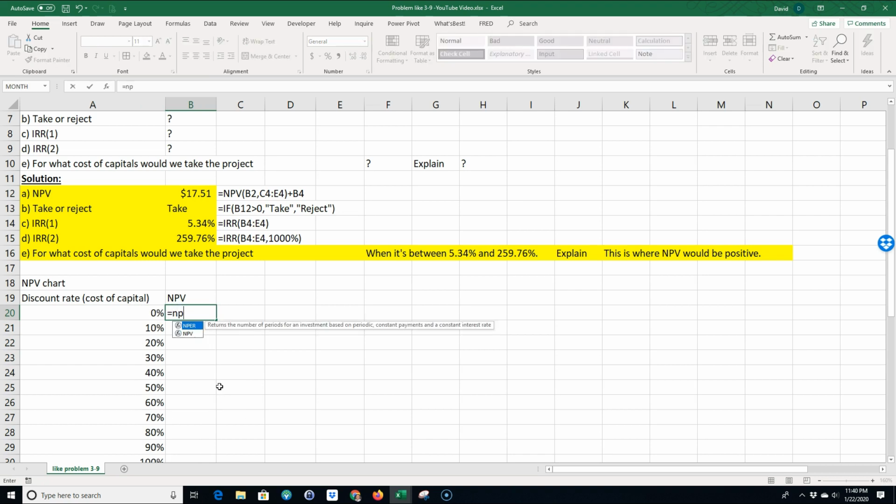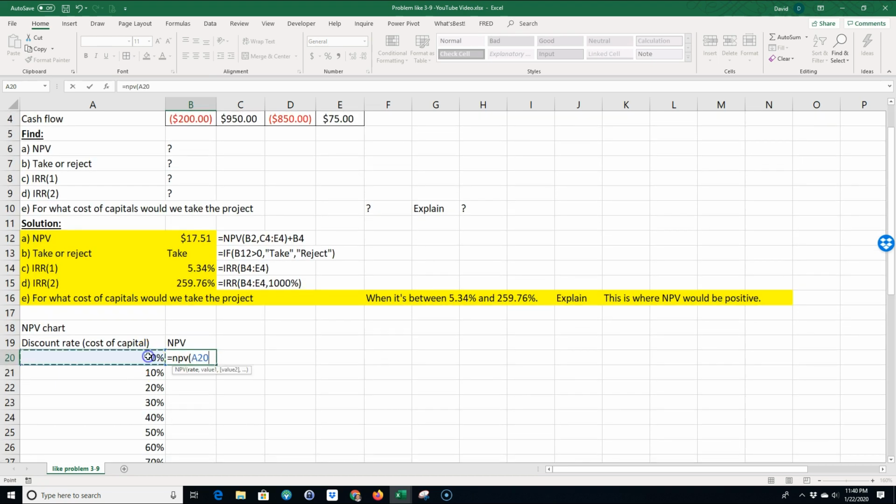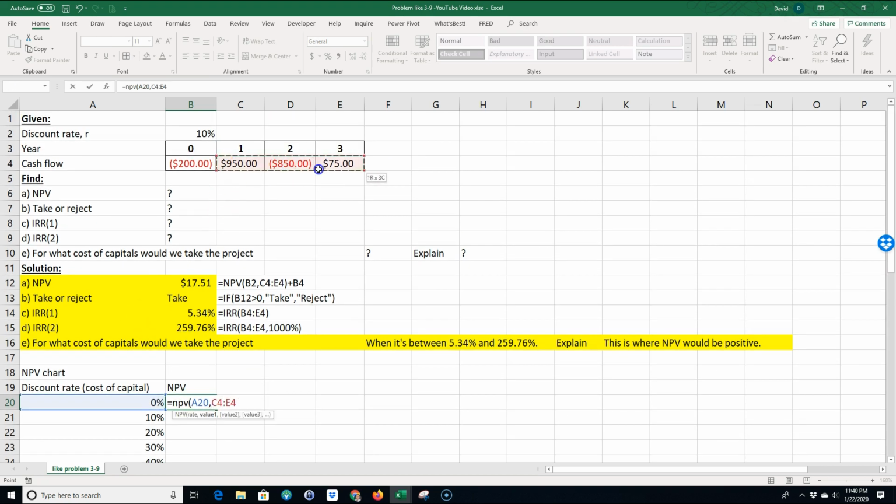So I'm going to go equals NPV. And we're going to do the rate. And this time we're going to use this for the rate. And our values are going to be these three values. Now I'm going to F4 those because I want to make those absolute. I don't want it to move from here as I copy this formula down. Here I did an F4 because I want it to move. I want it to move to here, to here, to here. These, I always want it to point to this. Now F4 is a quick way to put those dollar signs in front. You could type the dollar signs yourself.